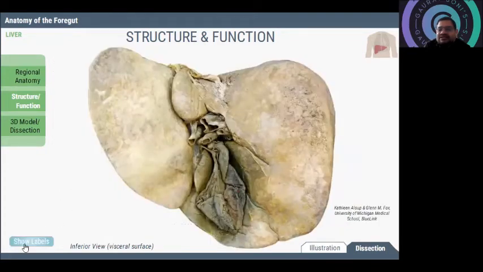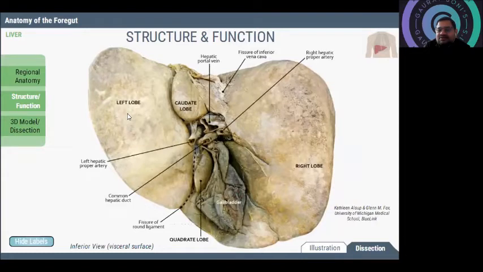This is again a diagram of the organ. Here you can see left lobe, right lobe, quadrate lobe, gallbladder. The gallbladder here is shrunken because the bile has been excluded out. Then fissure for round ligament, common hepatic duct, right hepatic duct. So this was the summarized manner of the liver. Next organ is the gallbladder.